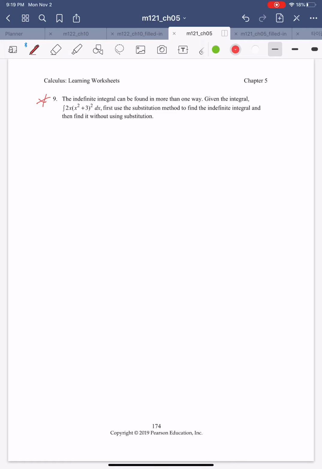So number 9, if we do the substitution, okay, so we've been learning substitution, and you're going to see why substitution is a little bit easier because you don't have to expand it out, but this is not too bad by expanding out.